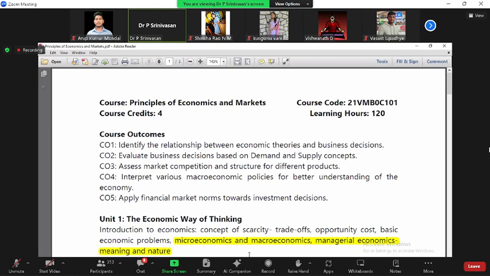Now I'll go to the first unit. As I told you, the first unit is about the introduction, and we are going to discuss the difference between micro and macro. They are the branches of economics. We are going to discuss the concept of scarcity, because I'm going to explain a model called the production possibility frontier, which emphasizes the concept of scarcity, trade-off, and opportunity cost. So I will directly go to unit 1.